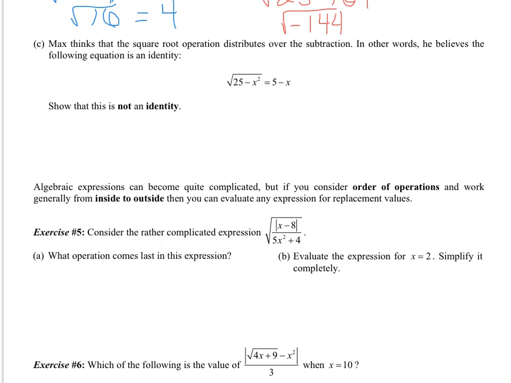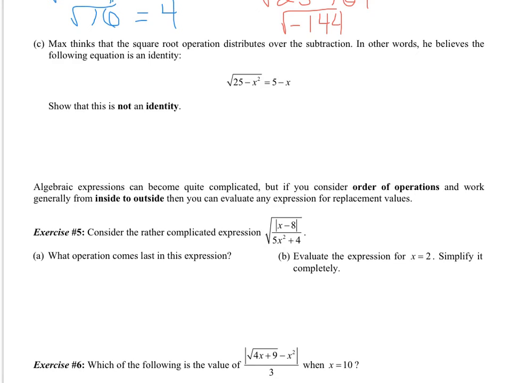What he means by distributing that square root is he took the square root of 25 and got 5, and then he took the square root of x squared and got x. So he's thinking that this is going to be an equivalent expression, meaning equal on both sides, and that it is an identity. We're going to find out that it may not work out like what he's thinking.